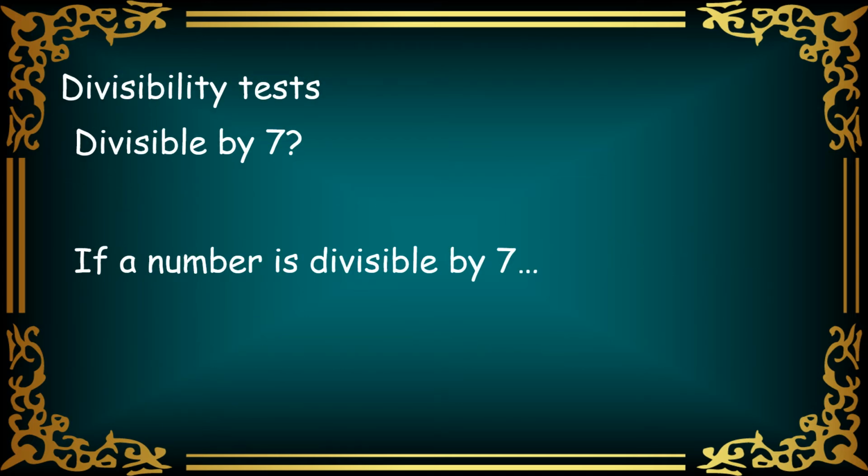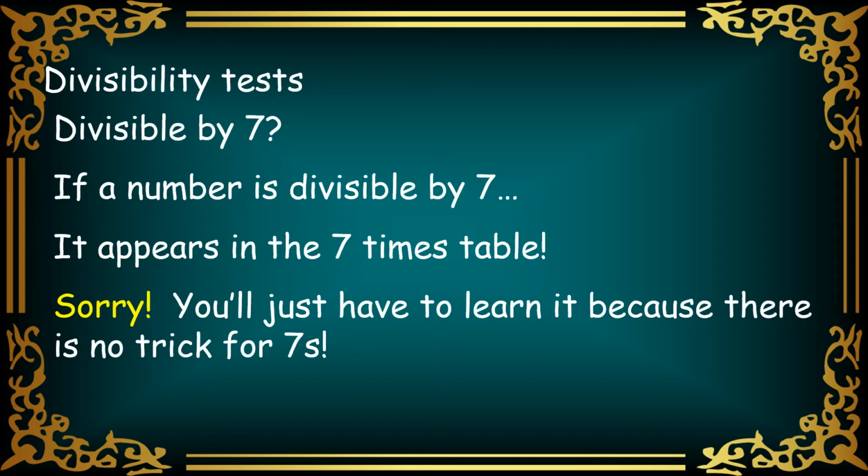If a number is divisible by 7, how do you come to know whether the number is divisible by 7? If a number is divisible by 7, it appears in the 7 times table. And you all just have to learn it because there is no trick for 7s. Okay? So, if you have to find out whether a number is divisible by 7 or not, you need to know the table of 7. Okay?